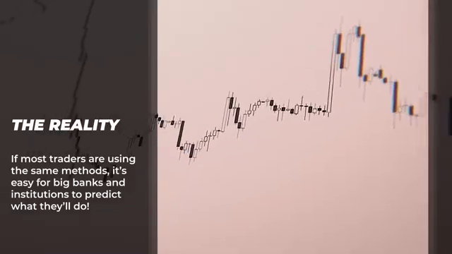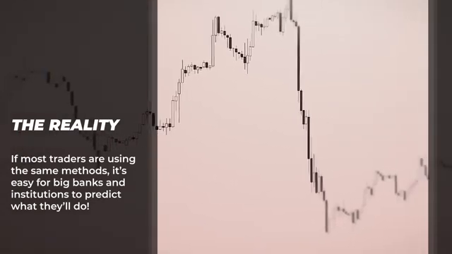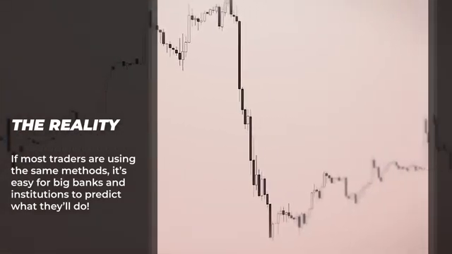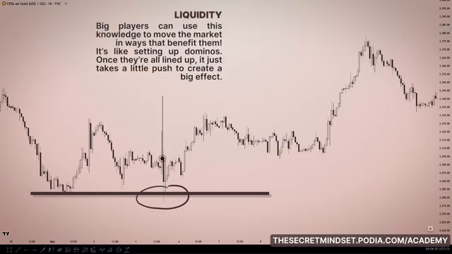Think about it. If most traders are using the same methods, it's easy for big banks and institutions to predict what they'll do. They can use this knowledge to move the market in ways that benefit them. It's like setting up dominoes. Once they're all lined up, it just takes a little push to create a big effect.